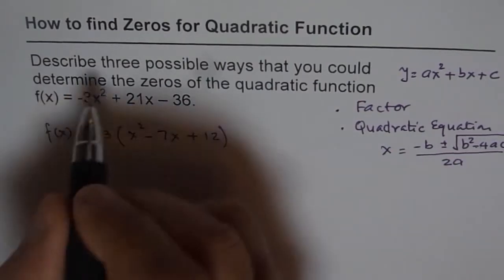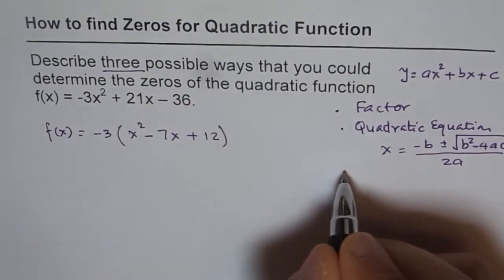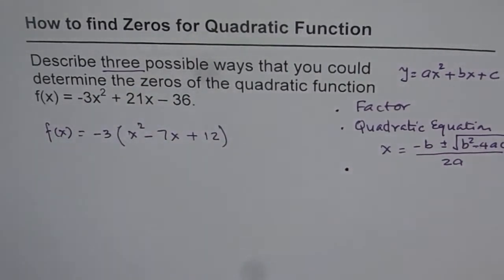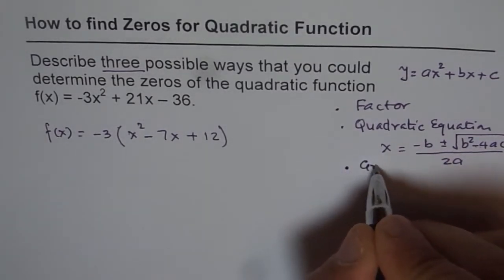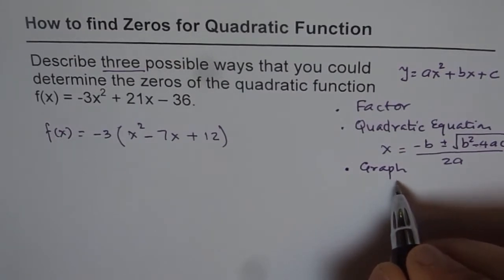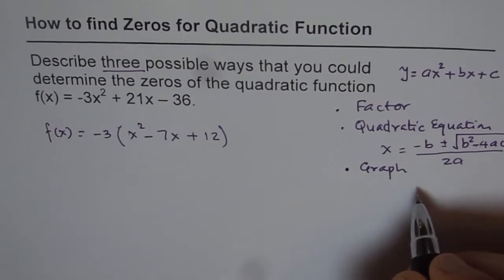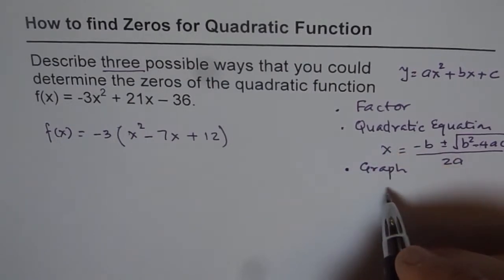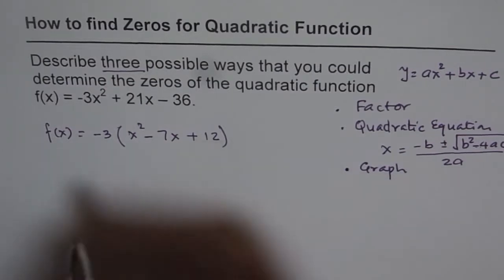Now in this question we have mentioned three possible solutions. The third possible solution, depending on the equation, is the graph. You can always sketch a graph and get a solution. It may not be accurate, but it gives you a fairly good idea about the solution. You can make a table of values, and those values can be plotted on a graph to get the solution. So these are the three different ways in which you can find the solution for any quadratic function, right? Let's see which one works better for us now.